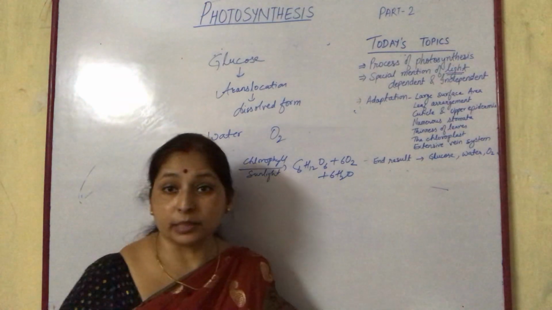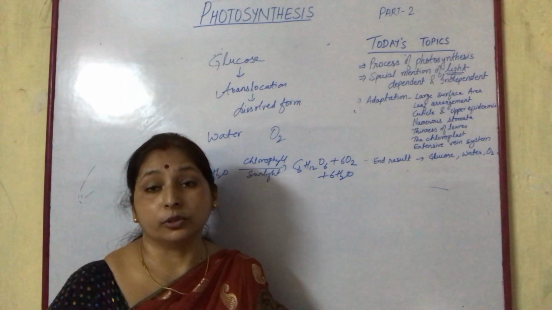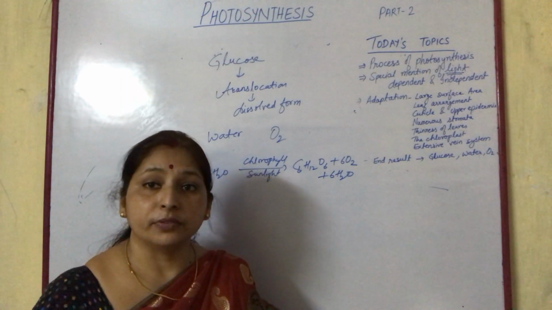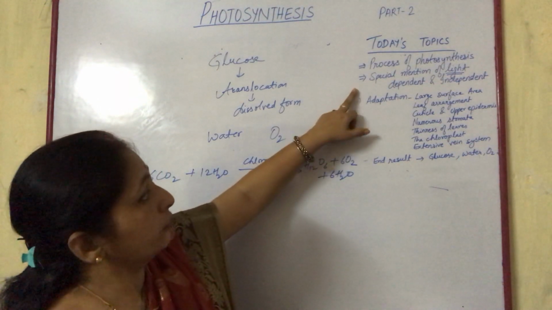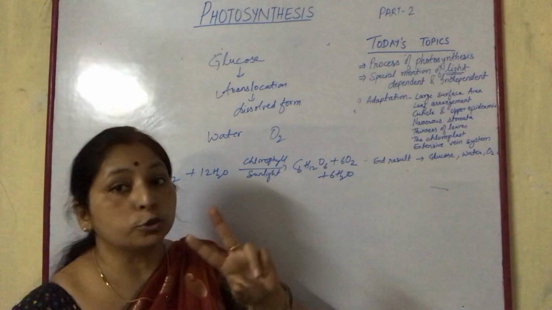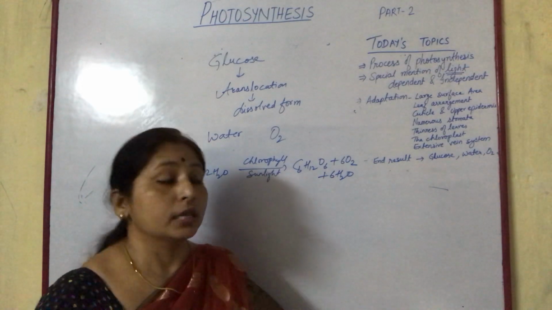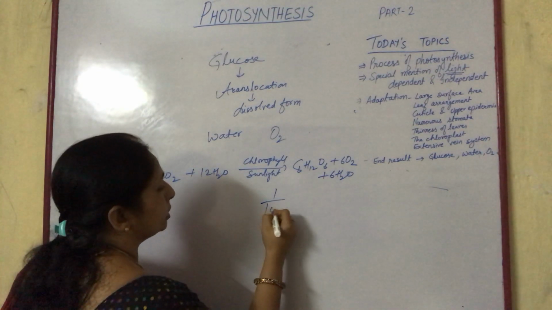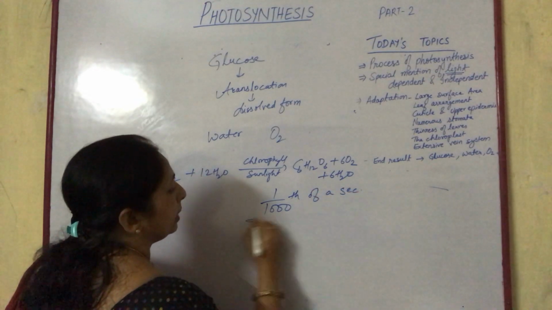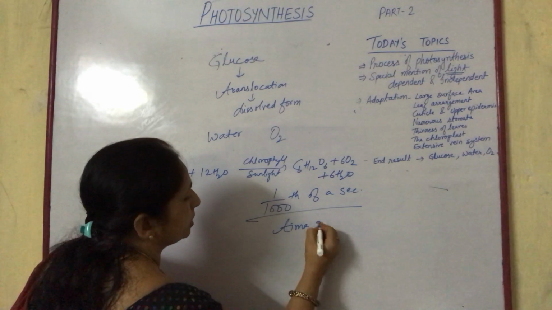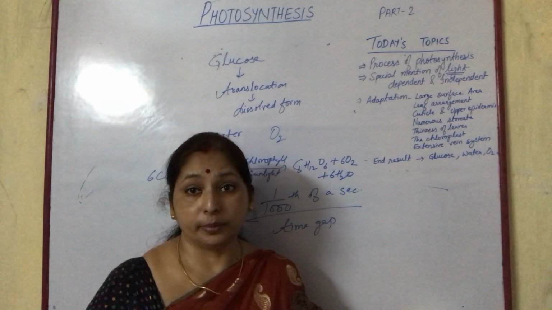Some of the oxygen is utilized by the plant, while the excess of oxygen is released out to the atmosphere to be utilized by other organisms. Then one more thing I have not mentioned here: between these two phases, light dependent and light independent, the time gap is very less, that is 1/1000 of a second. So the time gap is very less between the two successive phases of light dependent and light independent processes.